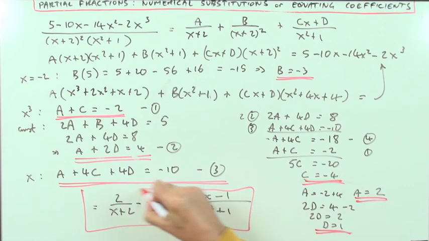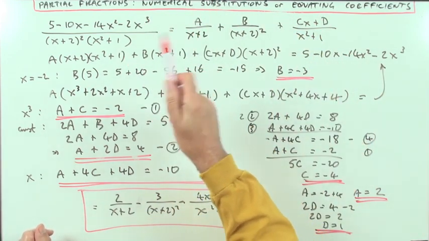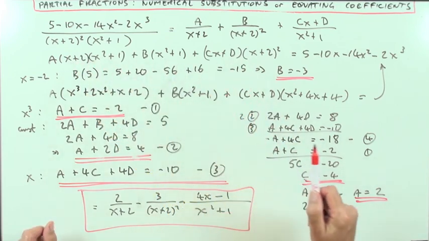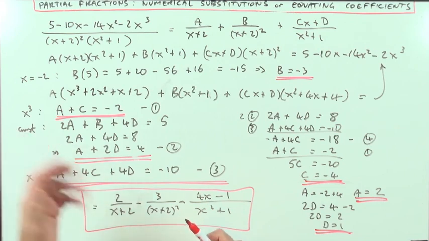That would have been the answer, using a combination of numerical substitutions only when convenient, when it knocks out terms to reduce the arithmetic, and then resorting to equating coefficients and little bits of simultaneous equations. There we are.